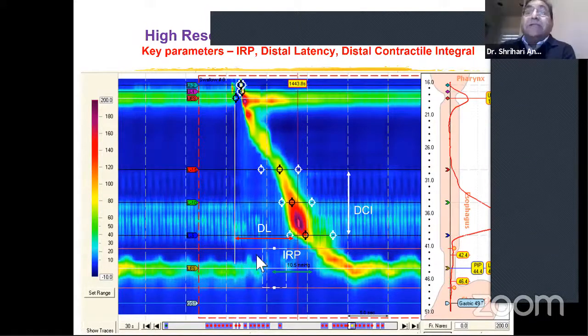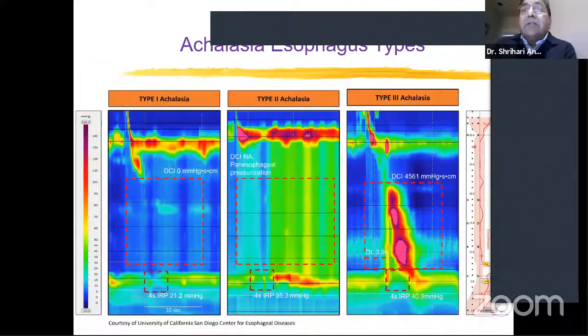So I talked about this distal latency, IRP, and then DCI, the distal contractile integral. It integrates the value of the pressures, and normal DCI is less than 5,000. Normal IRP is less than 15, and the distal latency is less than 4.2 seconds. Based on these three parameters, I'm going to show you how these patterns look. With this color topography, life has become so simple. I think a high school student can probably pick up these major motility patterns so easily.